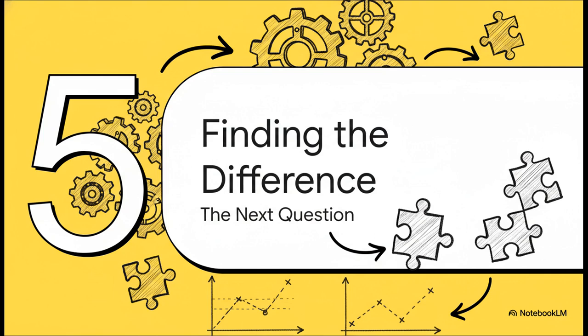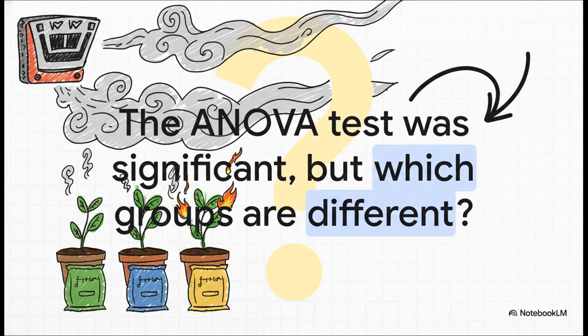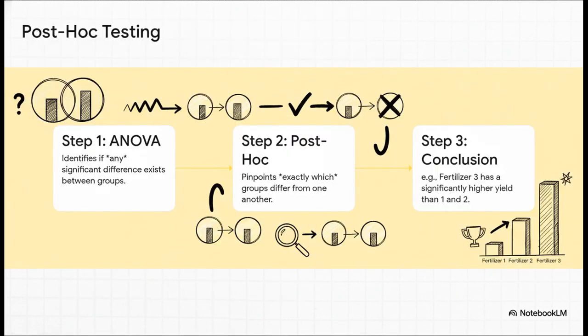That's fantastic. But that actually leads us to our very next logical question. You see, the ANOVA test is kind of like a smoke alarm. It goes off and tells you, hey, there's a significant difference somewhere among your groups. But it doesn't tell you exactly where the fire is. It doesn't tell us if all 3 fertilizers are different from each other, or if maybe just number 3 is way better than the other 2. To pinpoint those specific differences, you have to run a follow-up analysis. It's called a post hoc test. A really common one is called a Tukey test, and what it does is go back and compare every single possible pair, 1 versus 2, 1 versus 3, and 2 versus 3, to tell you exactly which groups are statistically different from one another.